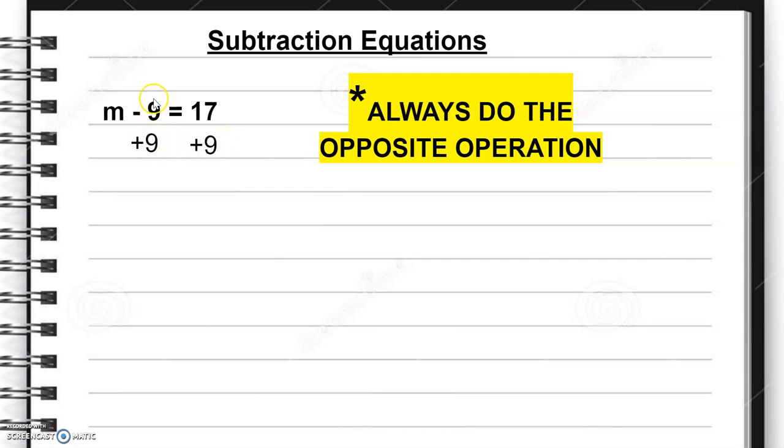This cancels out. So now you know 17 + 9, your answer would be 26. So m = 26. If that is true, then we have to get 26 - 9. If that equals 17, then we are correct.